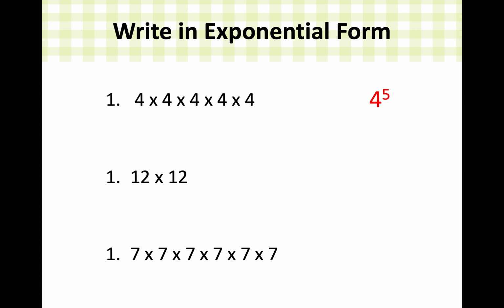Now, the next one, number 2, which these numbers are weird, is 12 times 12. So how many times am I multiplying by 12? 2. 12 to the second power, all right, or 12 squared. Then the third one, 7 times 7 times 7 times 7 times 7. 1, 2, 3, 4, 5, 6. 7 to the sixth power.